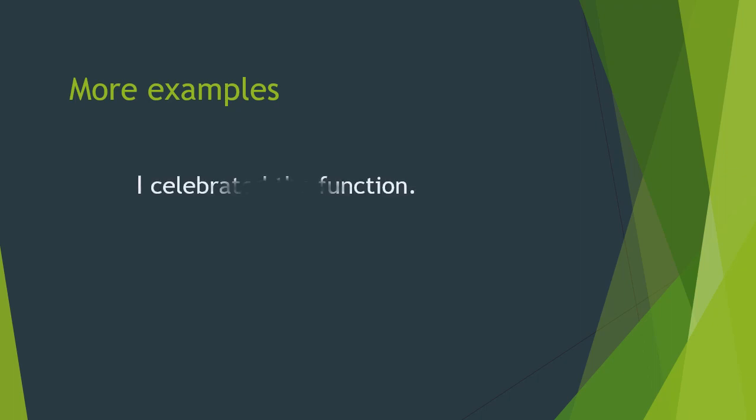Let us go through more examples. First sentence: I celebrated the function. Here the subject is I, the verb is celebrated, and the object is the function. The verb celebrated is done by the subject I, and the object, the function, receives the action of the subject. The second sentence: Reena made a mistake. Here the subject is Reena, verb made and the object mistake. As I have said previously, Reena is doing the action made, and the mistake, the object, is the receiver of the action made.